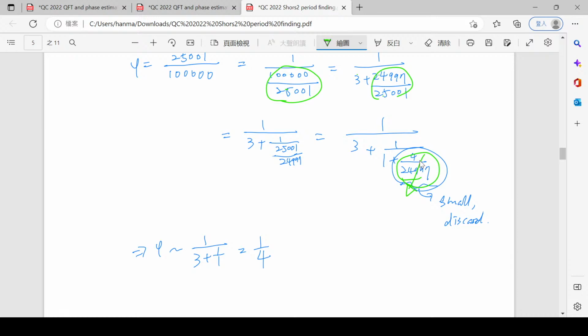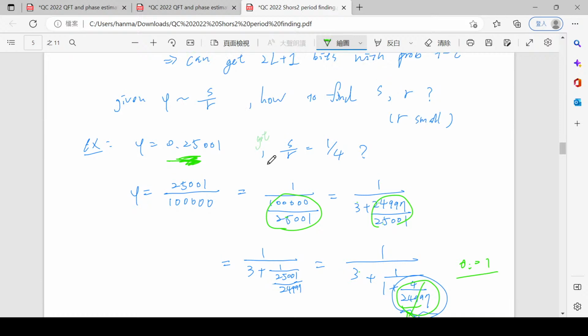And anyway, so our threshold here, maybe let's say our threshold is 0.01. Then we throw this away because it's more than 0.01. And then we see that our phi is about 1/3, and then we have 1/1. And so that's 1/4. Okay. So that's an example of how continued fraction works.